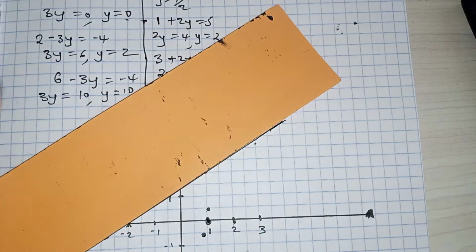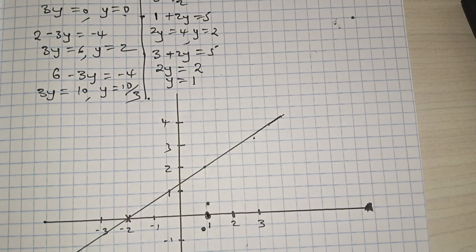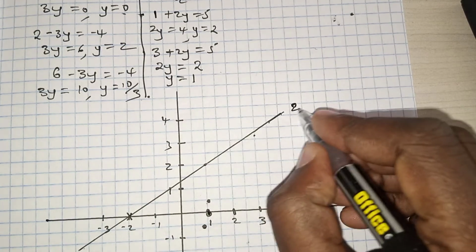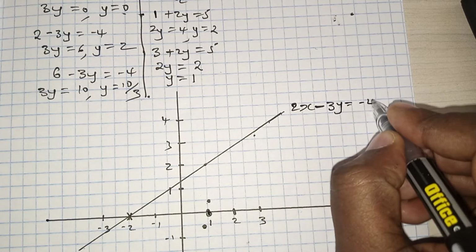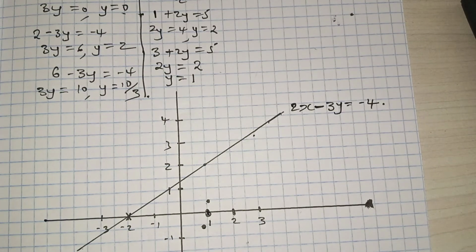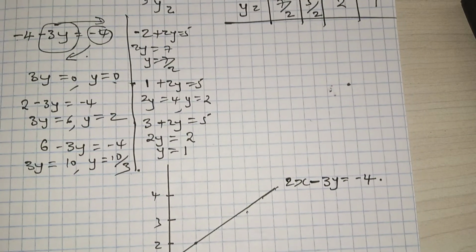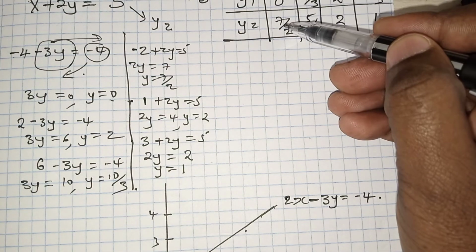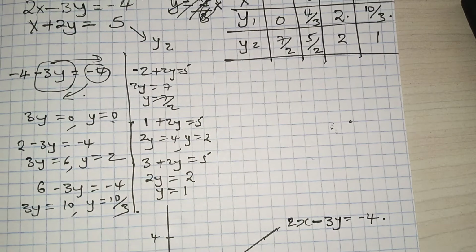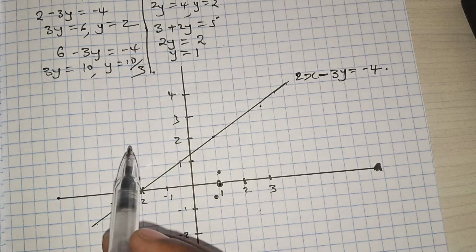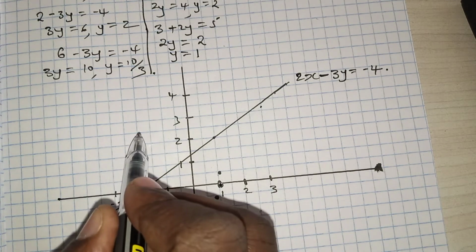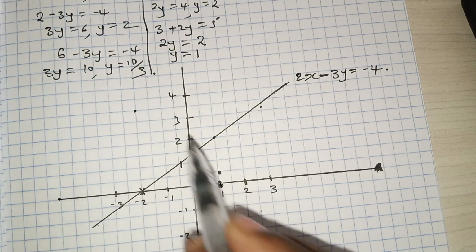Now we can name that line. What is it called? 2x minus 3y is equals to -4. That is the name of the line. The second line is when x is minus 2, y is 7/2. When x is minus 2, y is 3.5. There you go, minus 2, 3.5 there.